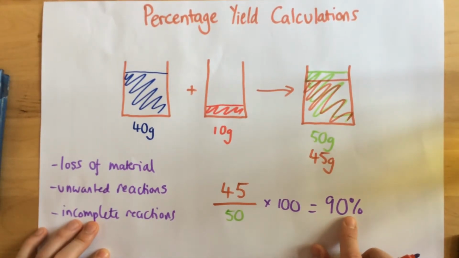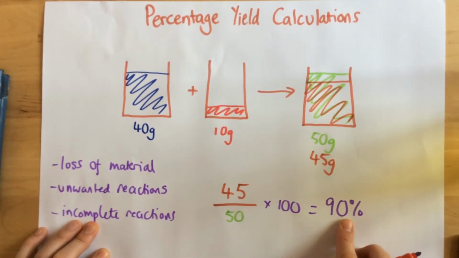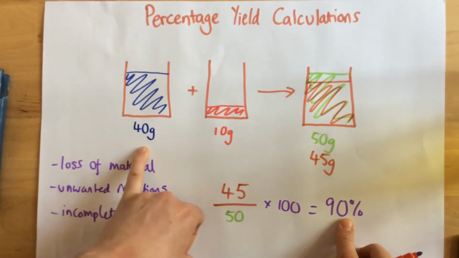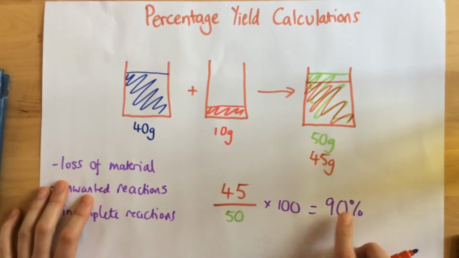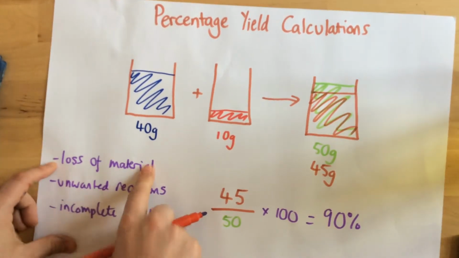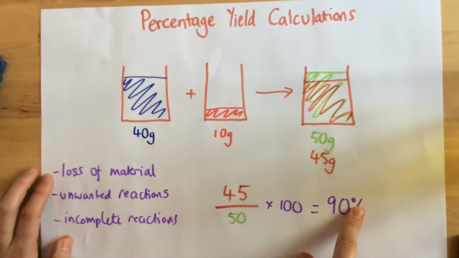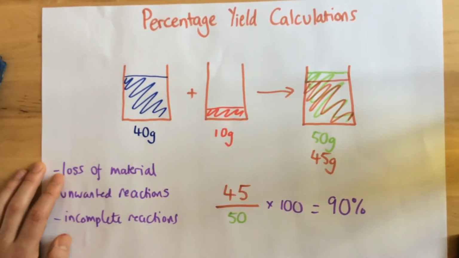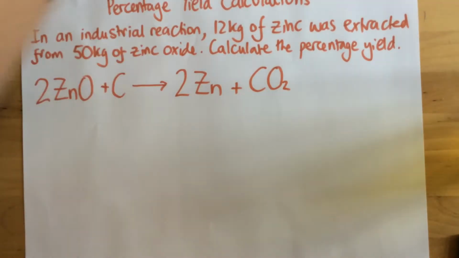Okay? So obviously the higher the percentage yield, the better, because it means there's less waste. So it's good in terms of economically, the higher this is. If we've got 100% yield, it means we've got absolutely none of this going on. If we have a 0% yield, it means none of our reactants has ended up in our products. So let's see how to complete a calculation.